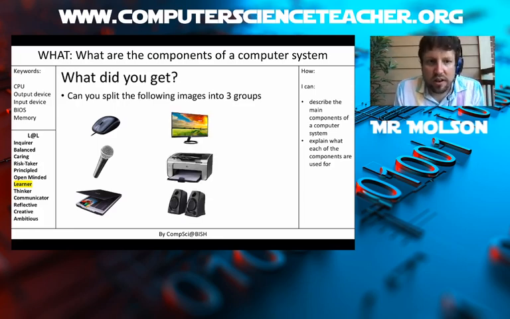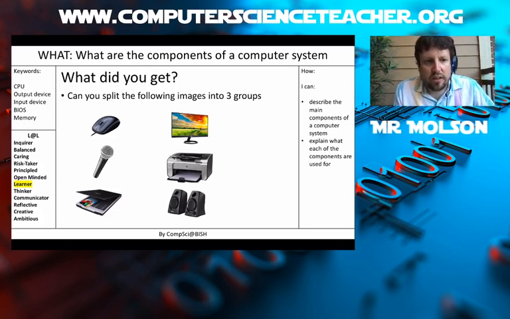So this is the next group. Here we've got a monitor, which I think was pretty obvious. We've got a printer and we've got some speakers. Again, I want you to think about what they have in common. Why have I grouped those three together, which is interesting.